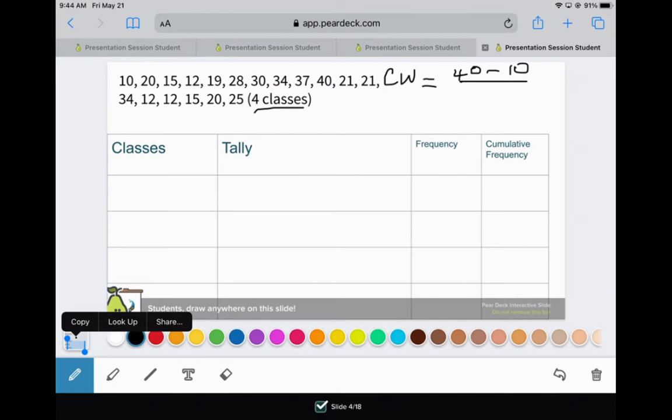Then I'm going to divide by the number of classes they asked me to make, in this case 4. Can you please check that my highest is correct? I think 40 is the highest, right? The lowest is 10. Okay, so this would be 30 divided by 4. That would probably give you a decimal, but that is okay, we know that we can round. 7.5, which I can round to a whole number. So remember, when we do class width, we want to round to a whole number.